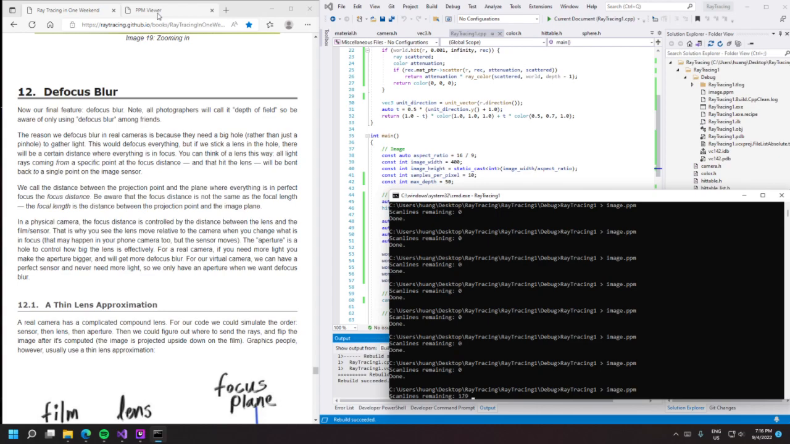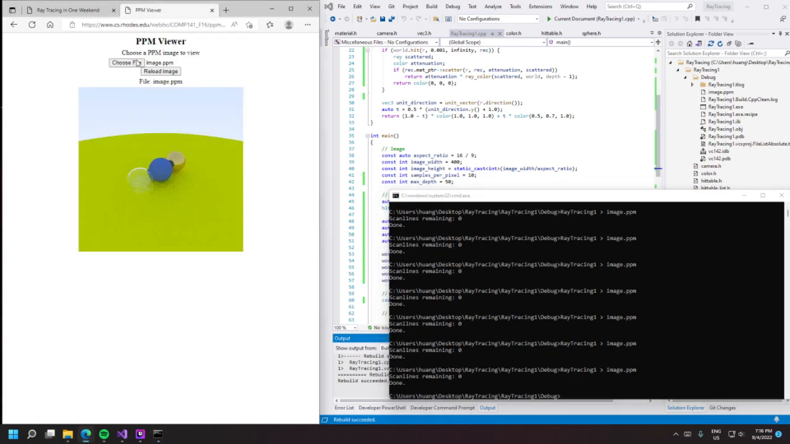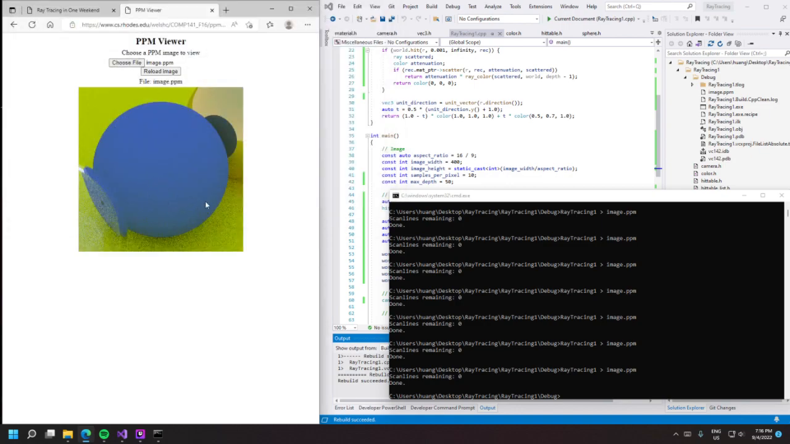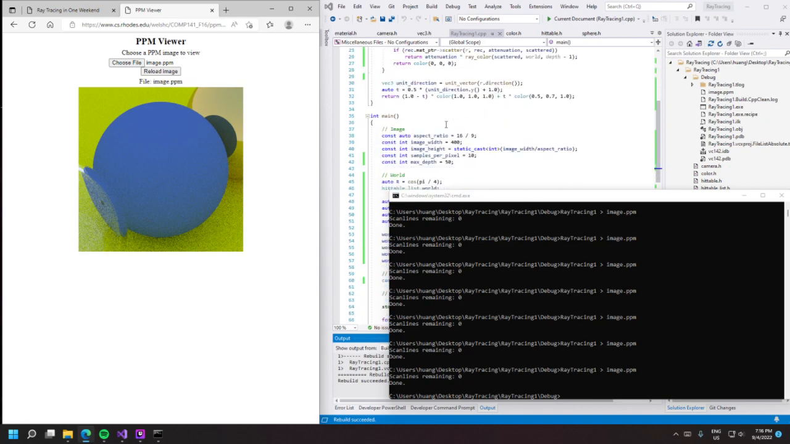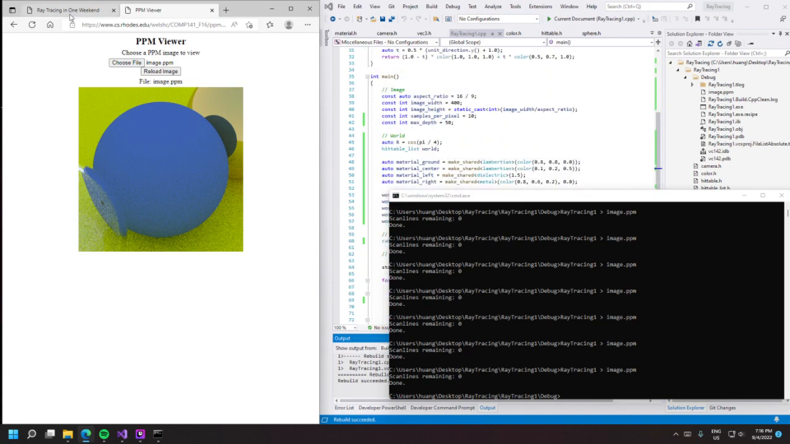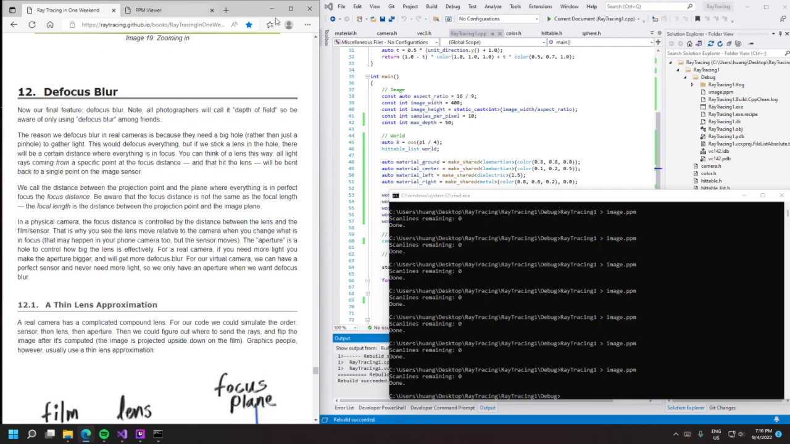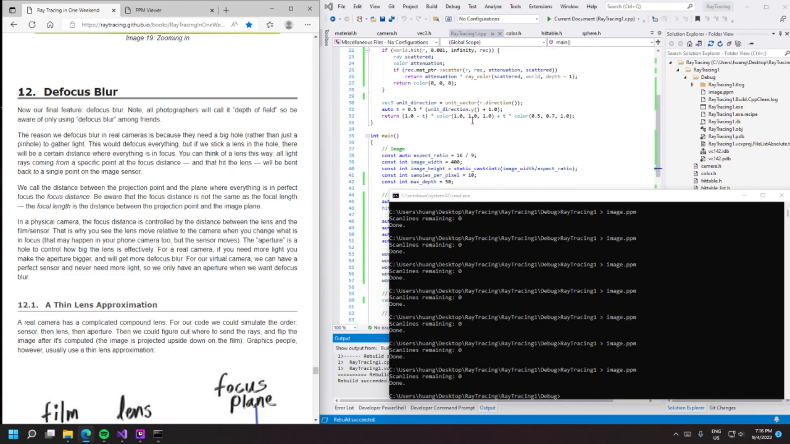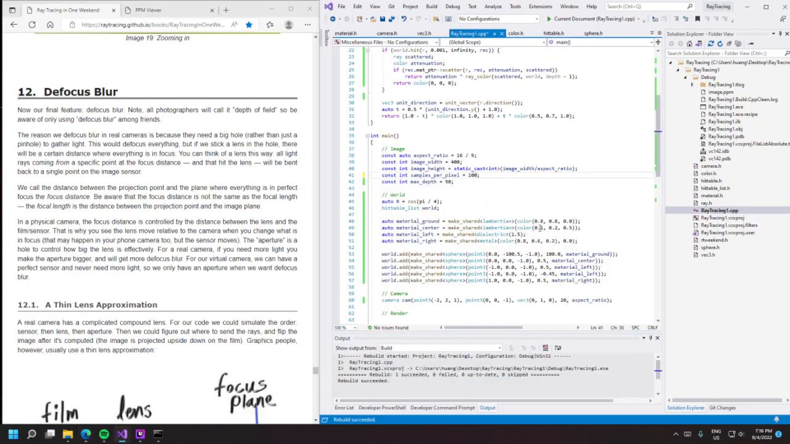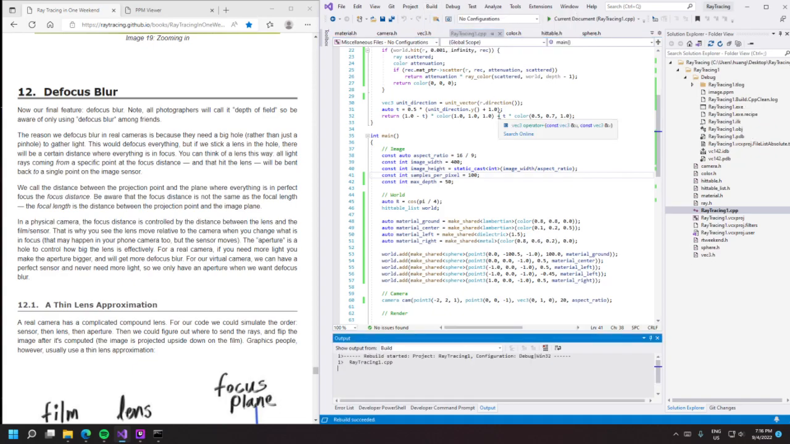Defocus blur. It's a very different concept, but it's not a final feature. Defocus blur. Note all photographers will call it depth of field, so be aware of that. Okay, I don't know either of them, so we should be fine. Yes, now it's very zoomed in, and you can see the texture is actually nice. I think for our last one, I'm going to do 100, just to see how nice it is if we have the full power of rendering, so that we can see how well it renders if we give it enough time.